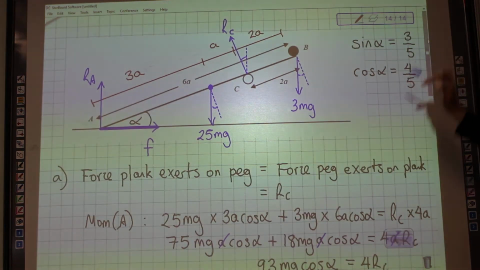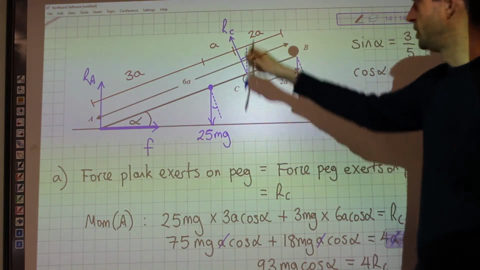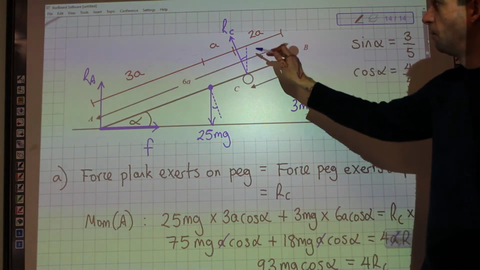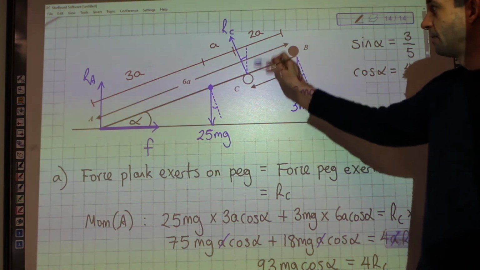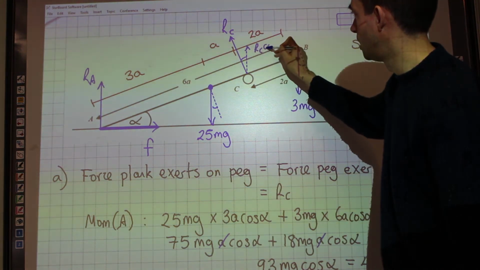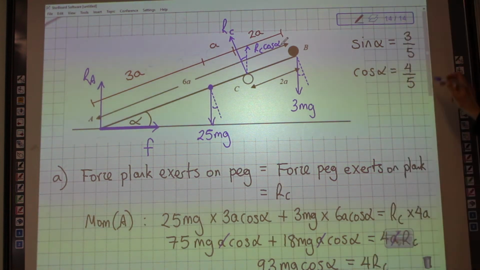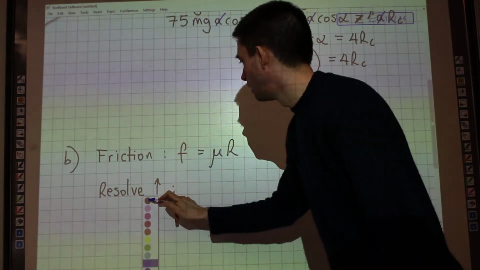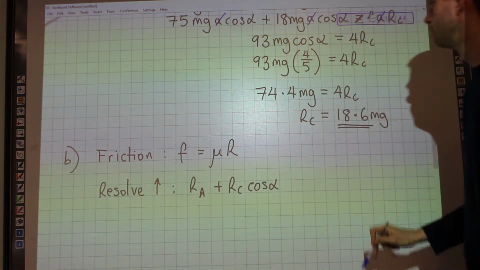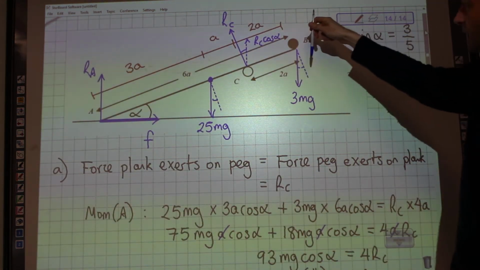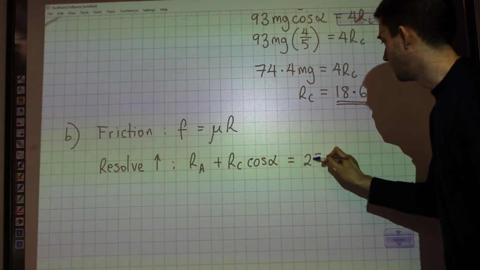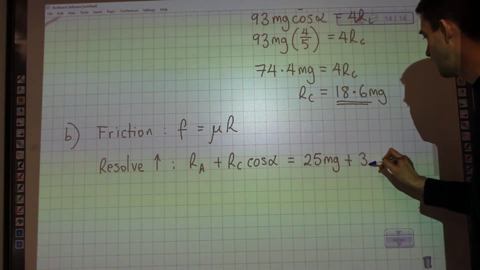And we look at all the forces that are going up equaling all the forces that are going down. Now going up, I have the reaction at A, and look here, I have the vertical component of RC. And that vertical component of RC is going to be RC cos alpha. So acting up, I have RA plus RC cos alpha. And acting vertically downwards, I have 3 mg and I have 25 mg. So that's going to equal 25 mg plus 3 mg.